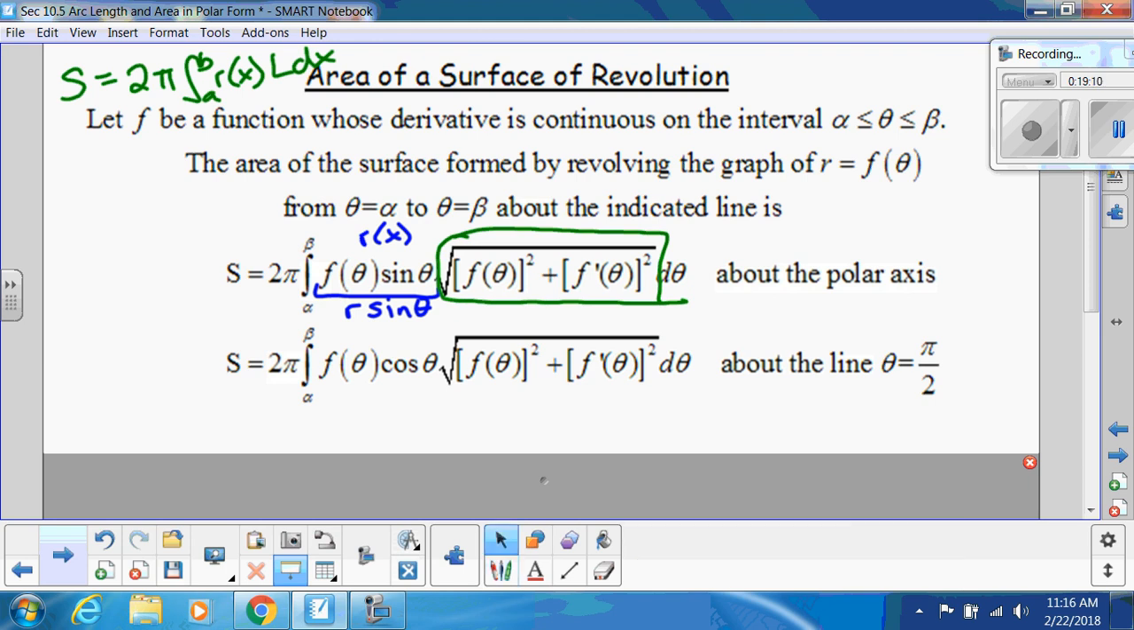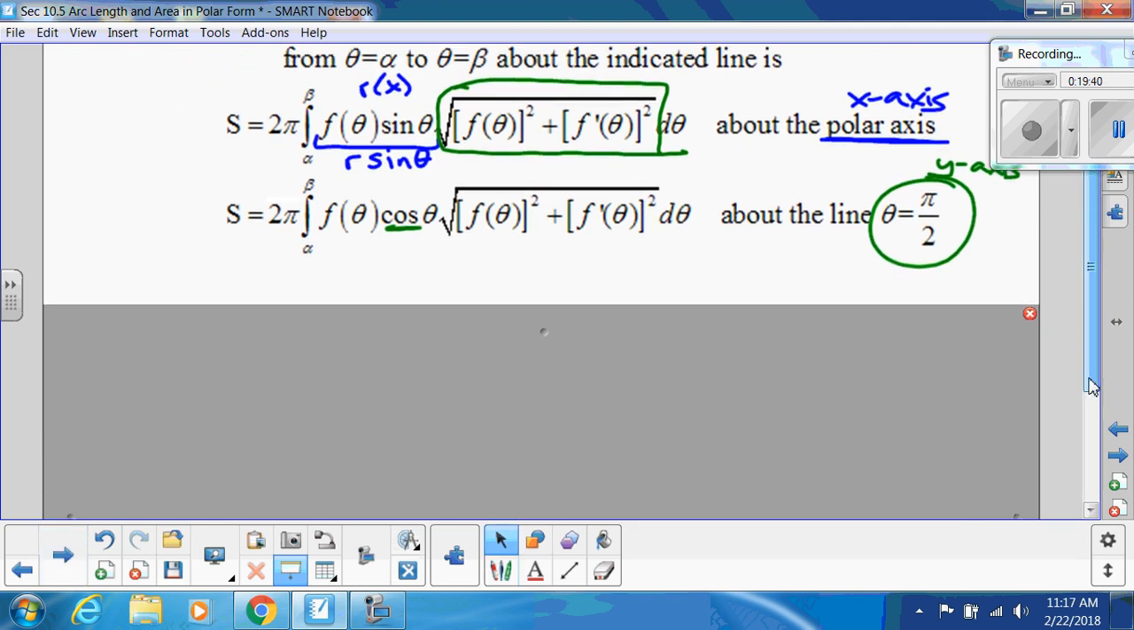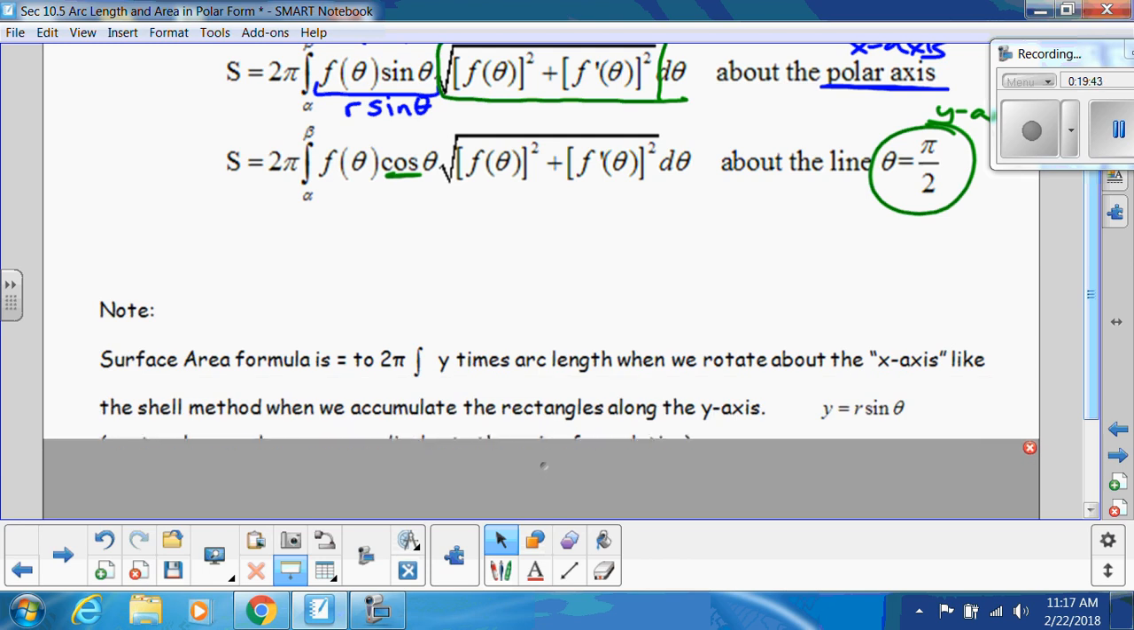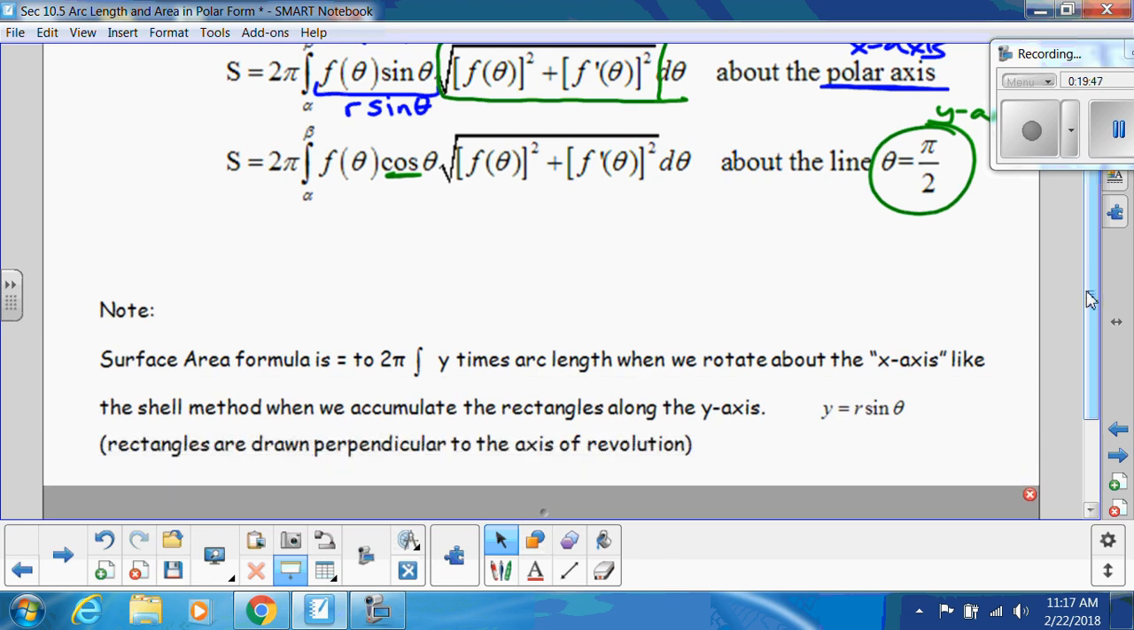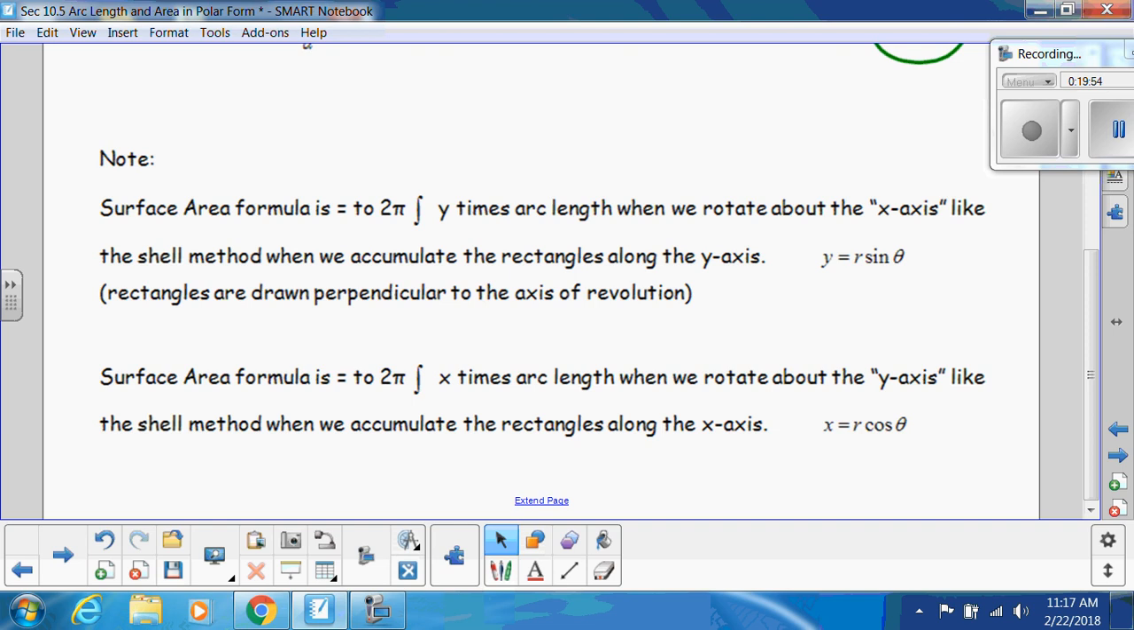And again, this is if you have your dy. If you have your polar axis, that's acting like your x-axis. If you have the line theta equals pi over 2, that's like the y-axis. So that's why that one has the cosine, and this is like the x-axis, and that's why we're doing the sine in that one. So you just have to pay attention to which axis we're rotating around. All of this is what I was just explaining, right? So it's just written. I know I don't have an example already in there, but let's do an example.